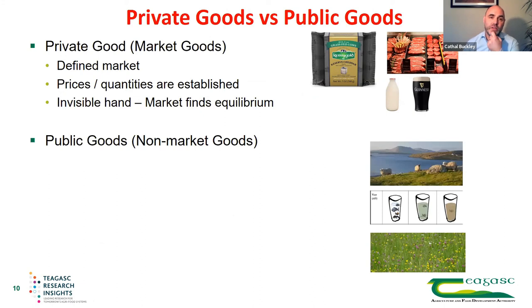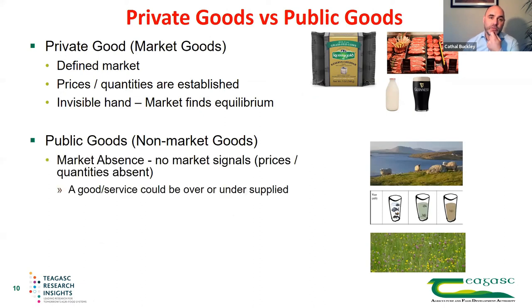Whereas public goods are called non-market goods. Essentially, the market is absent, there's no market there. So there are no market signals, no prices or quantities. We can't directly discern what the consumer or society wants, what quantities they want, from these goods. So essentially these public goods can be over- or undersupplied because of the market absence.